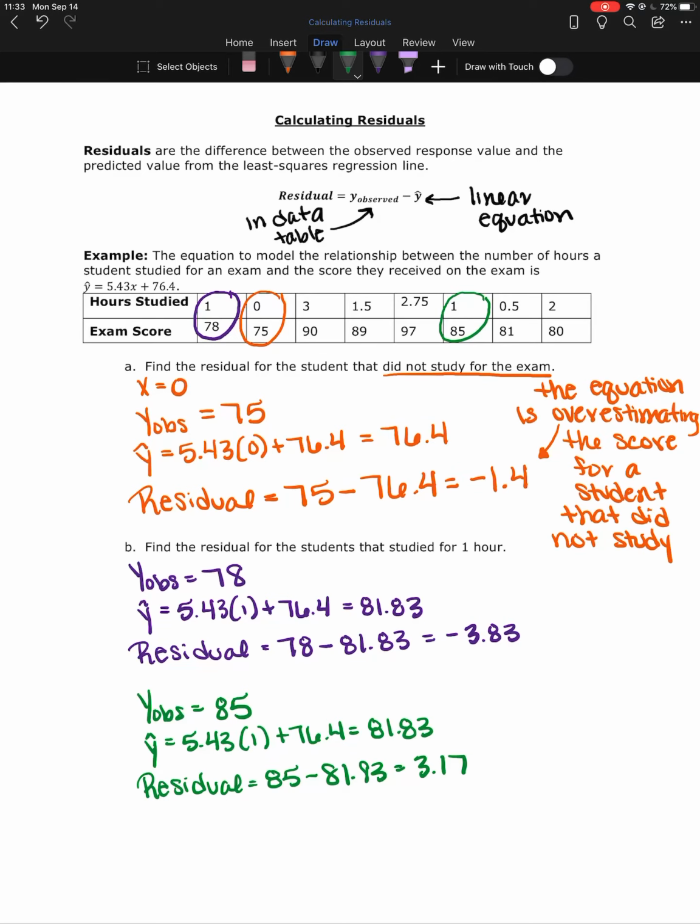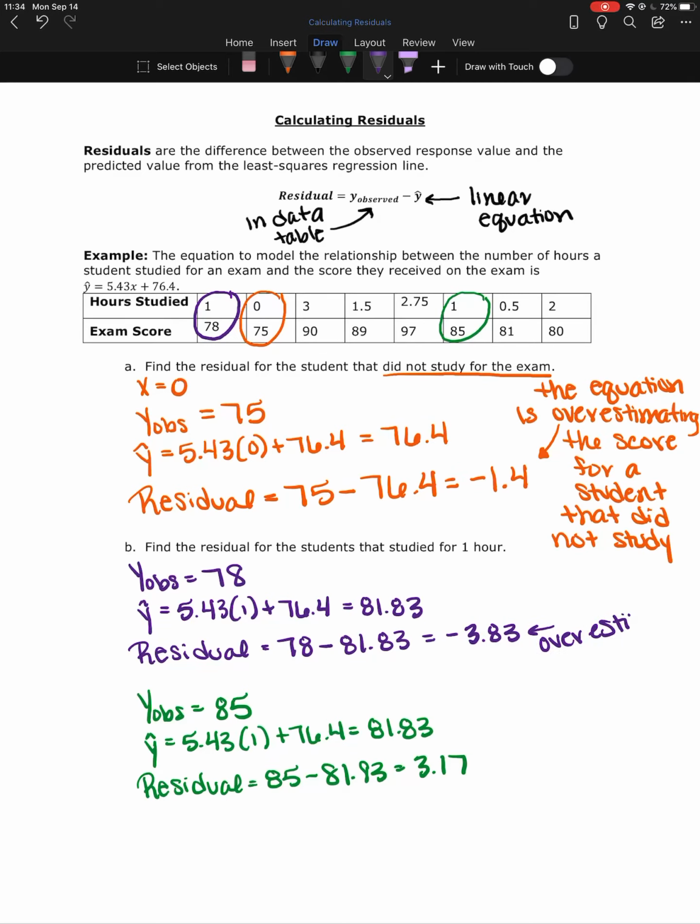Typically, if you have a fairly good model and you have something like this where you have two different values for the same x, two students that studied for 1 hour, it'll be good to have one negative residual and one positive residual. And they're about the same value away from each other, or away from that line. We're 3.8 below, 3.1 above. This actually isn't too bad to see.